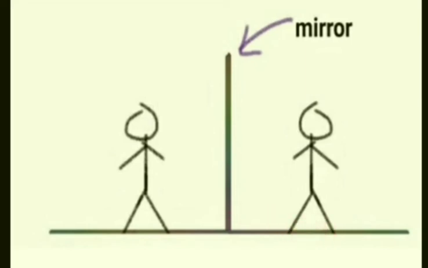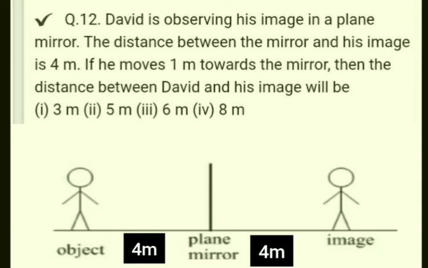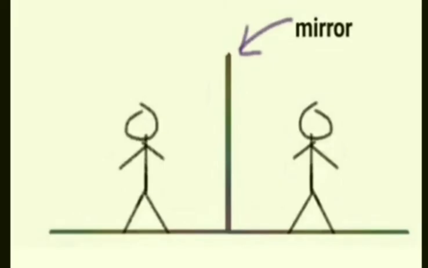Now we have to calculate the distance between David and his image. In the initial scenario, if the distance of the image from the mirror is 4 meters, what would be the distance of the object from the mirror? That will also be 4 meters, because in the case of a plane mirror, the image distance is equal to the object distance. Now David is moving 1 meter closer to the mirror. What is the distance of David from the mirror now?